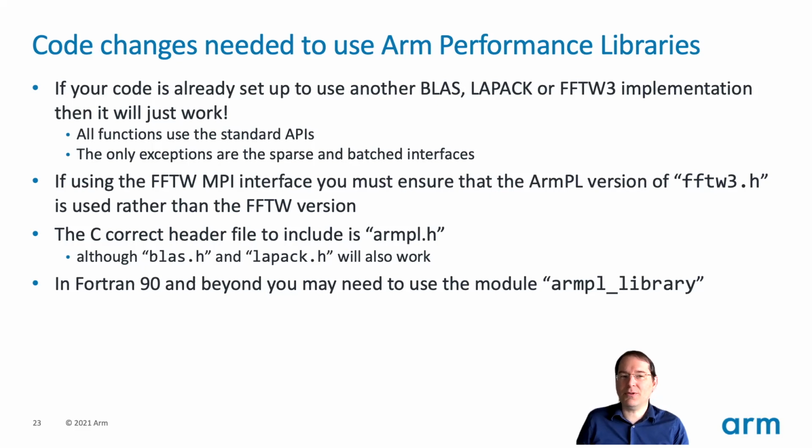For using FFTW's interfaces, again, that just comes through the standard header file. However, if you want to use the MPI interface, make sure you're linking in our FFTW interface rather than the FFTW-provided one, because there's some magic that happens for the MPI cases there. And regular header files, if you've got something like blas.h in your code, that will also work and link through to the right functions that we're providing. And in modern Fortran, if you want to use a module to get access to those things, it's use armpl_library as the way you get access to these codes.